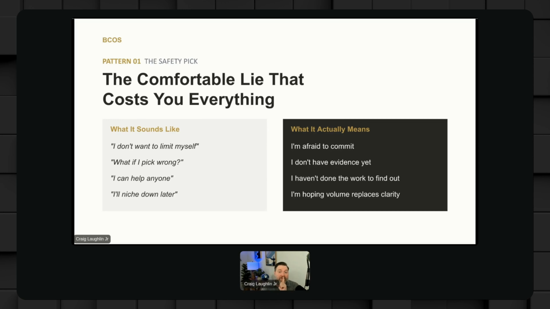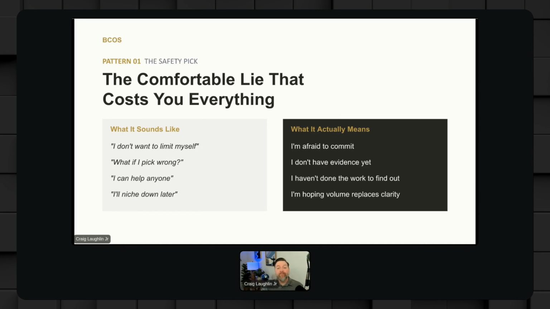Safety pit. But here's what those statements actually are. They're fear statements disguised as strategy, right? When we say on one side, "I don't want to limit myself," what it really means is I'm afraid to commit, right? Anybody else? "What if I pick wrong?" means I don't have evidence yet and I'm not willing to go get it? Harsh, but it's true.